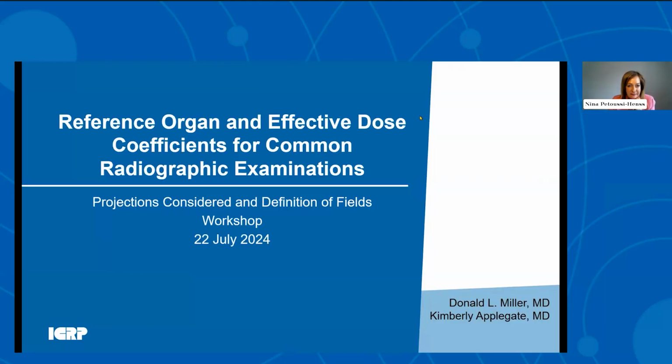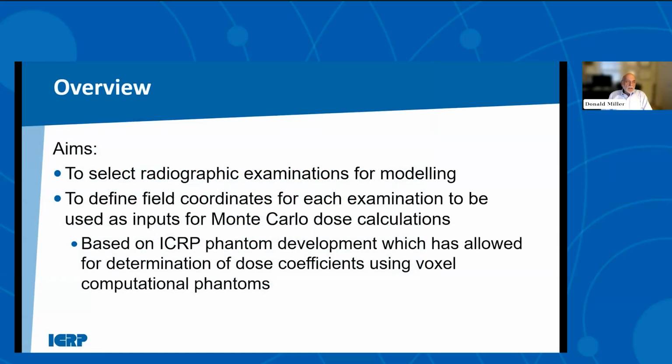Thank you, Nina. So this part of the discussion is a discussion of how we chose the radiographic examinations to be studied, determined the correct projections for each one, and determined how each one would irradiate the phantoms. So these are our aims: to select radiographic examinations for modeling, and then to define the field coordinates for each examination to be used as inputs for the dose calculations. Because we're using ICRP phantoms, we needed to translate the field for each examination to the appropriate location on each phantom.